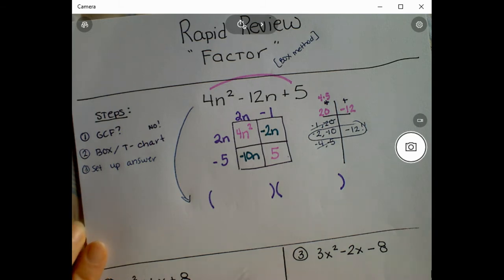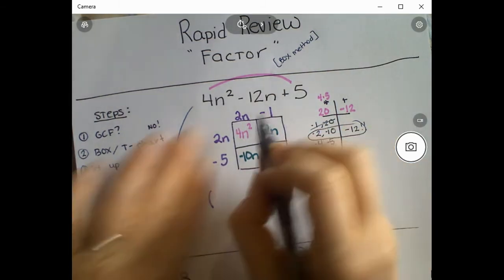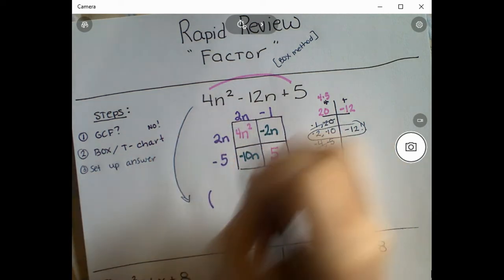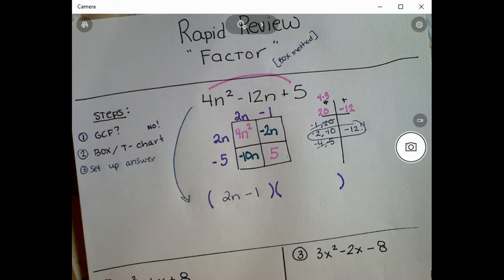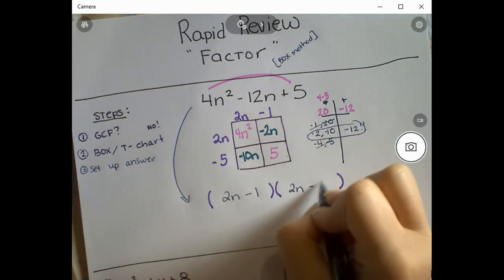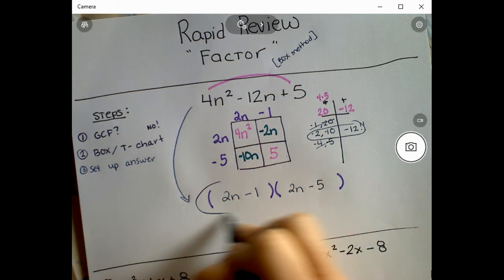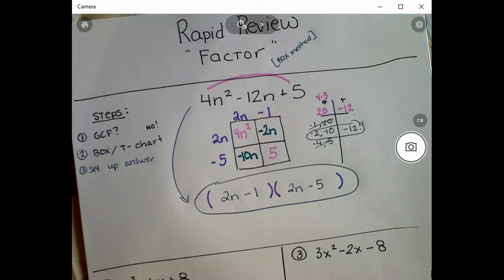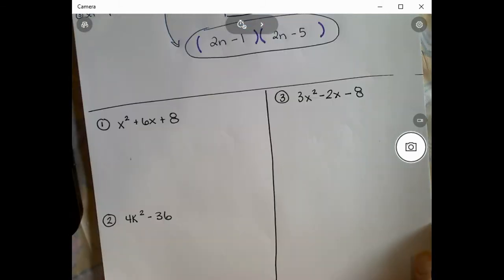Okay. And now we're going to put the outside pieces in. So here we have 2n minus 1. That goes into one parenthesis. And this way, 2n minus 5 into the other. And that's the answer. That is factored. Okay, hopefully that helped you review. We're going to do 3 quick problems together.